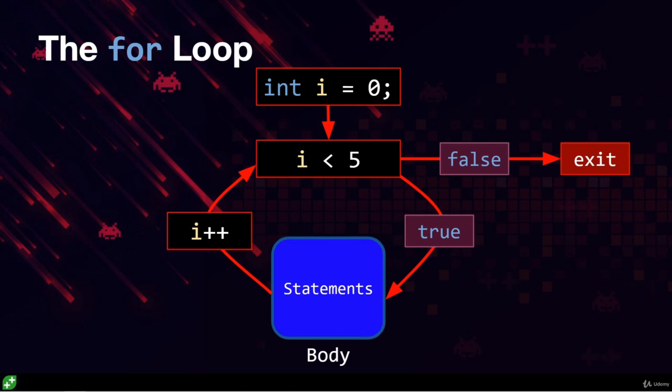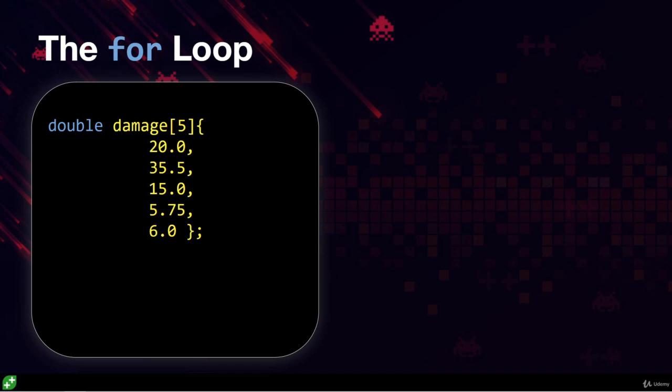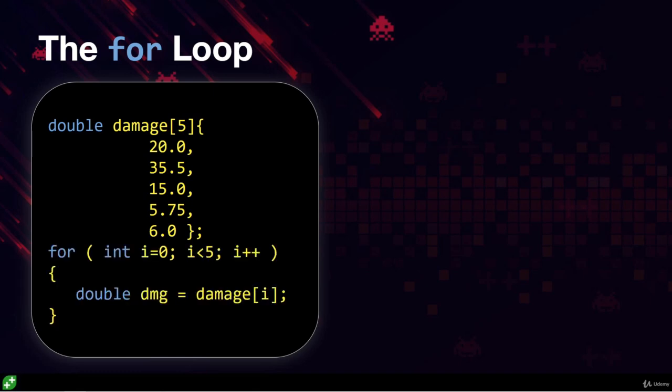So what does this look like in code? Well, suppose we have an array of doubles called damage, and it has 5 elements inside. Now let's say we want a loop that will execute 5 times. Here is our for loop. We use the keyword for, followed by parentheses, with 3 statements inside. The first statement is the initialization. We declare an integer called i, and this is our loop variable. We initialize it to 0.